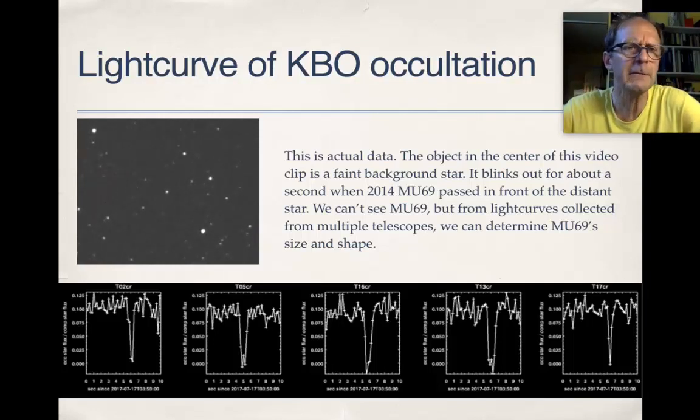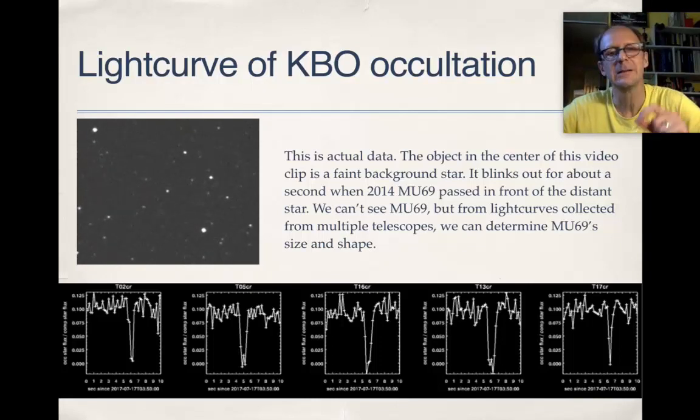So if you look at that video, you can see that the star in the middle blinks out, and it blinks out for about 1 second, approximately. And so we travel all over the world in order to get this star blinking out for 1 second. But the exact time and exactly where on the Earth it blinks out gives us really valuable information about the size and the shape of MU69.